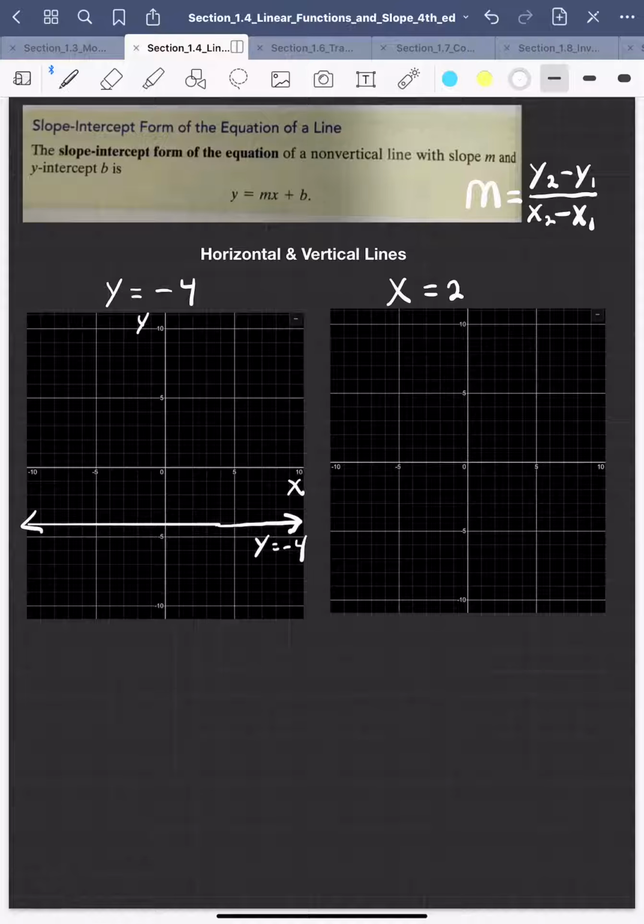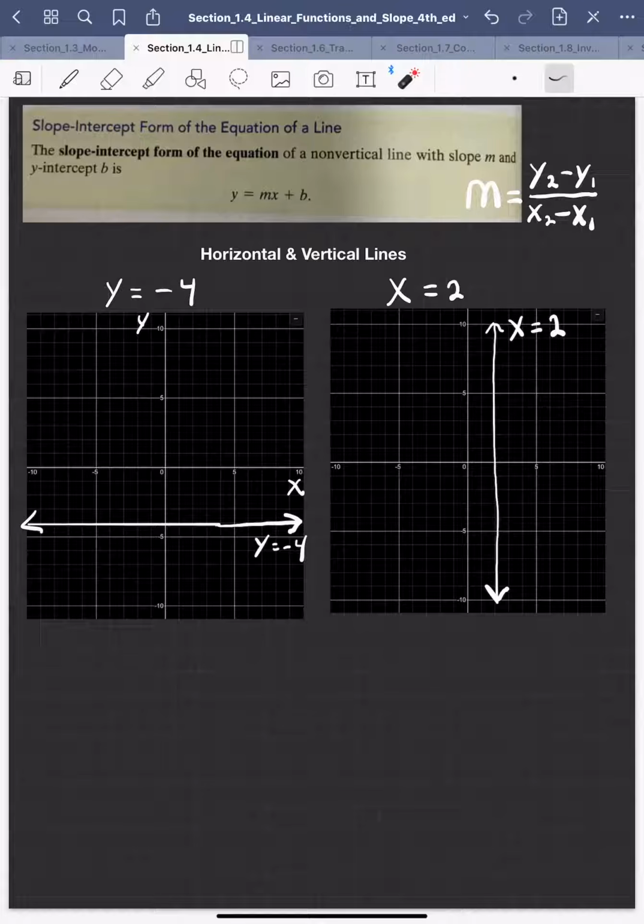So if you wanted to graph x equals 2, well, here is where x is equal to 2. And guess what? No matter what y is, x is going to stay where it's at. So if y is 5, x is still 2. If y is -5, x is still 2. And when you start to connect these dots, what you see is a vertical line is formed. So this is the graph of x equals 2.